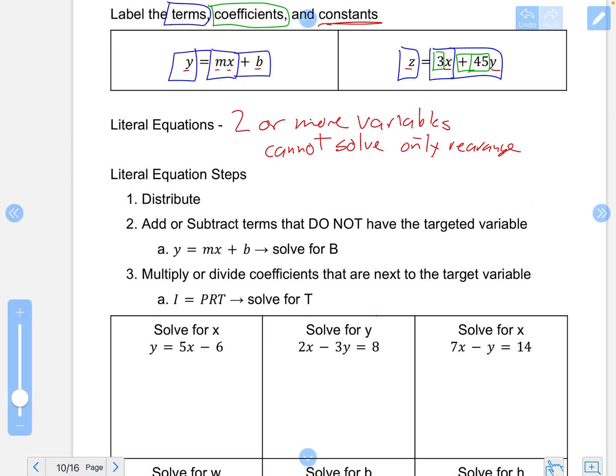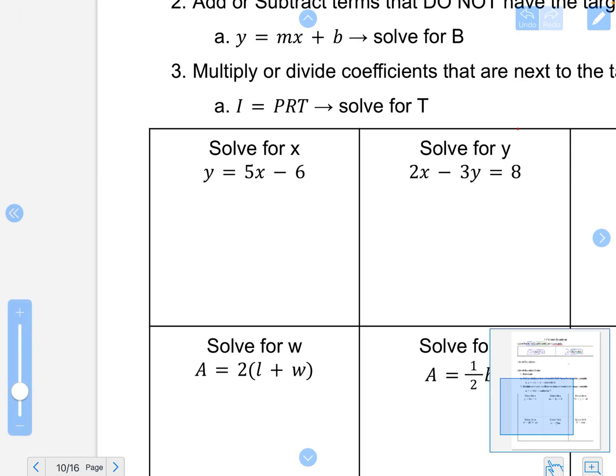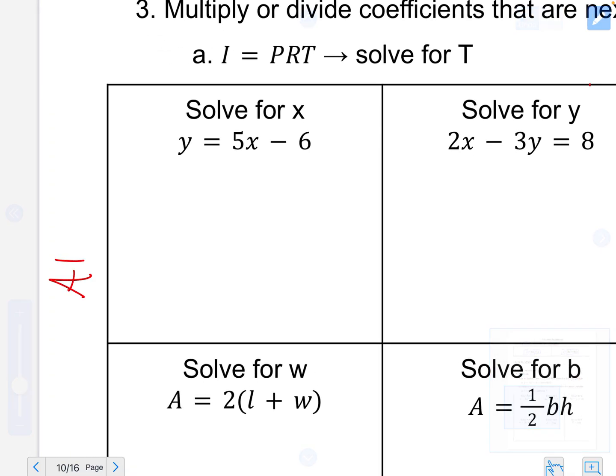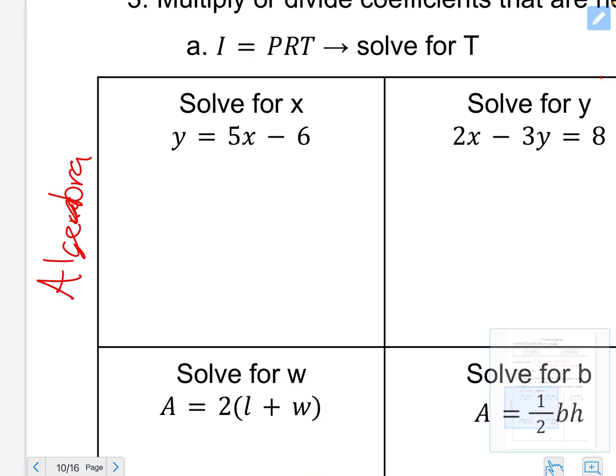So let's look at some examples. This top row of examples are examples you're going to see in algebra class. So we're going to be doing lots of algebra. I can't spell this morning. Sorry, guys. These are going to be the things that we look for.